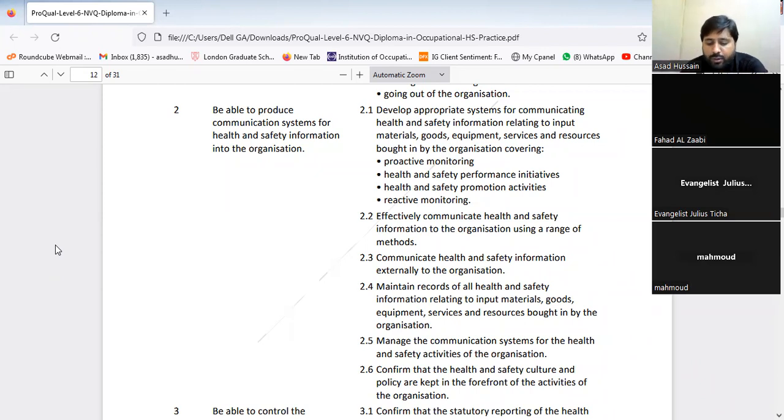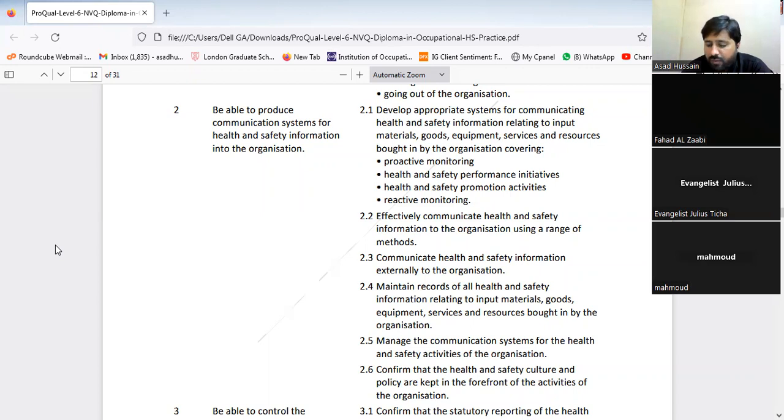Okay. Now 2.3 is almost the same. You don't have to explain it because it is asking to communicate health and safety information externally to the organization. That is, how you are communicating the information to the external stakeholders or external parties for the organization. Like how you can contact or share information with the external parties, like your contractors, your suppliers. You will do emails, you will send safety reports, you will share safety alerts and newsletters.